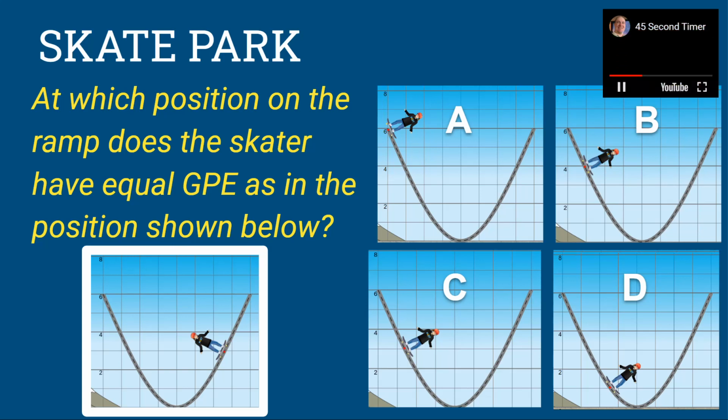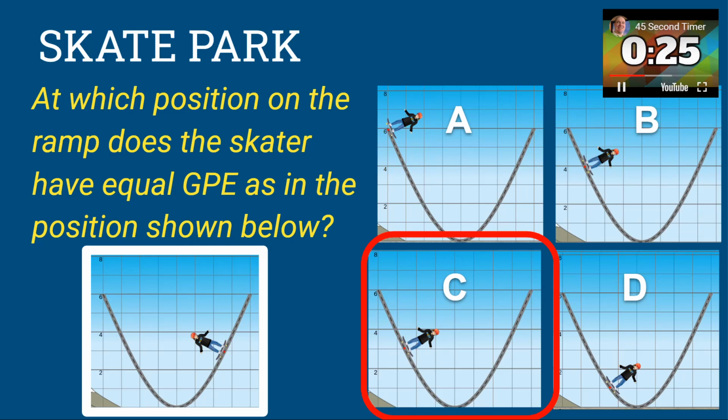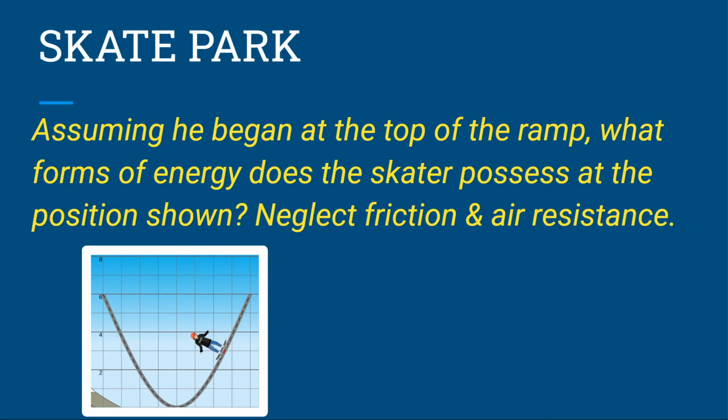You're just looking for where his height's the same, because again, if you look at the equation, his mass didn't change. Gravity didn't change. So it's just the height. As long as he's at the same height, he will have the same gravitational potential energy. All right, what about this question?